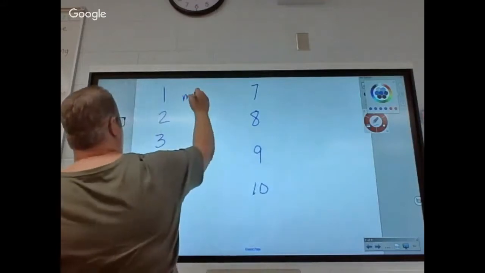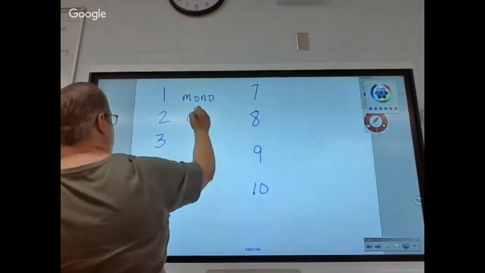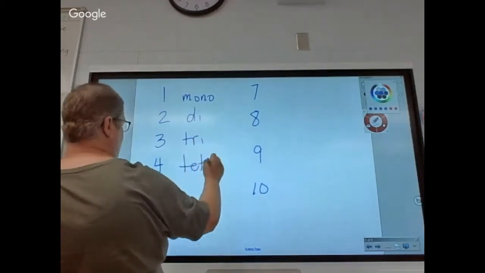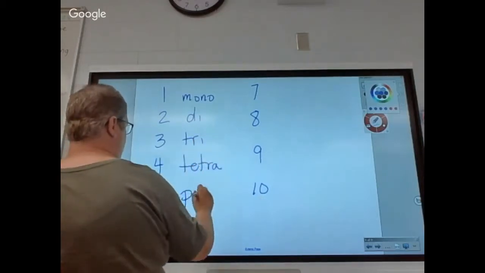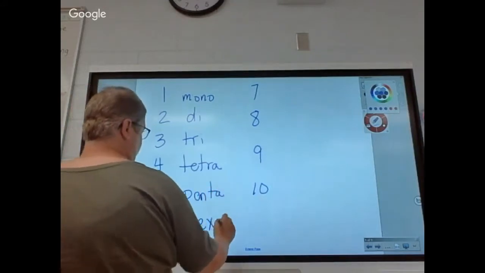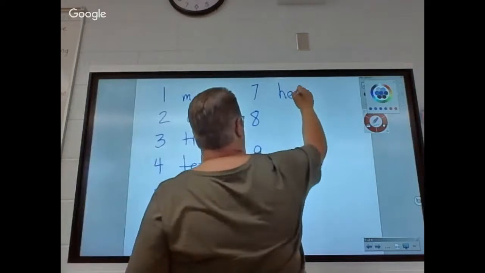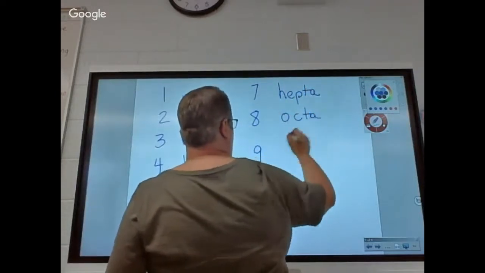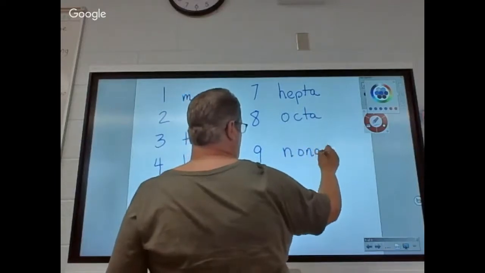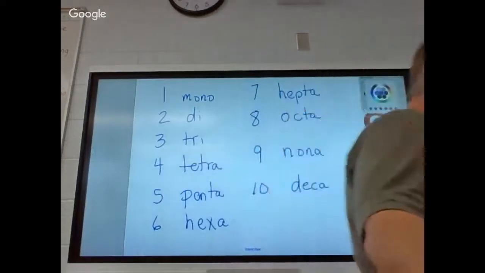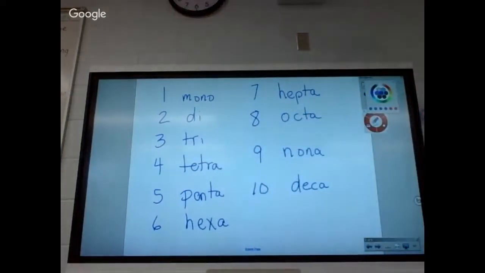All right. Mono, di, tri, tetra, penta, hexa, hepta, nona, and deca. Now, out of those 10, a lot of you know them from probably Spanish class, math class, geometry shapes.